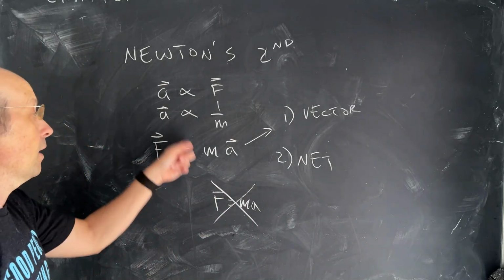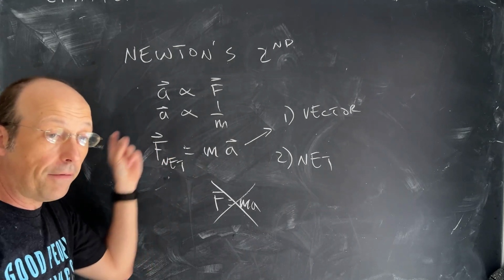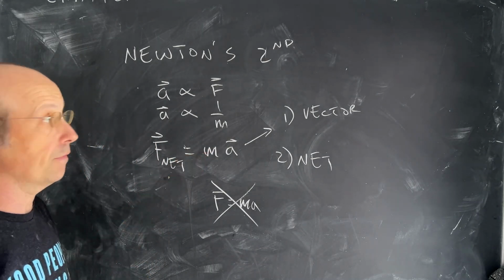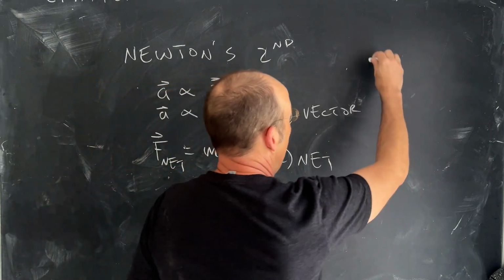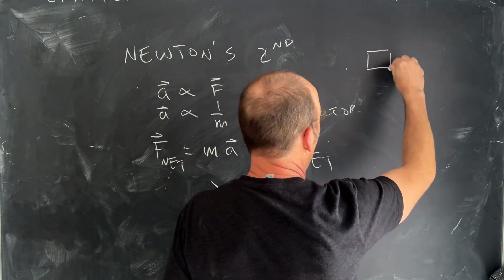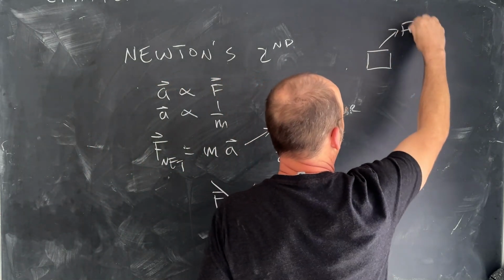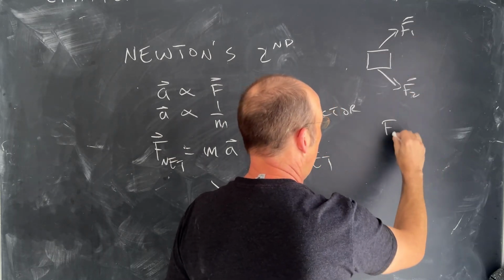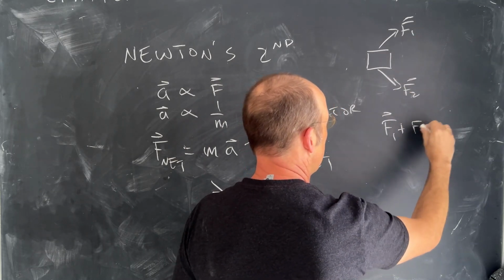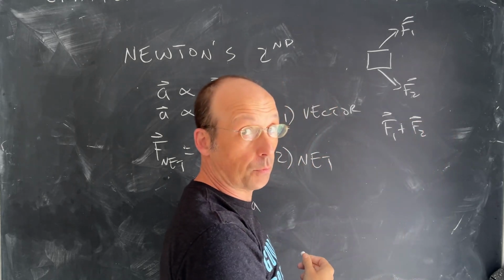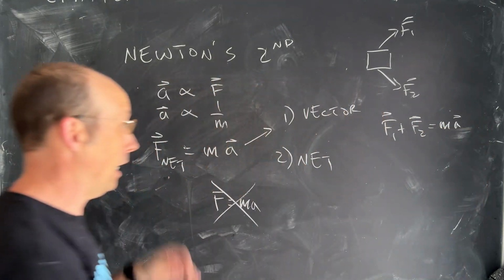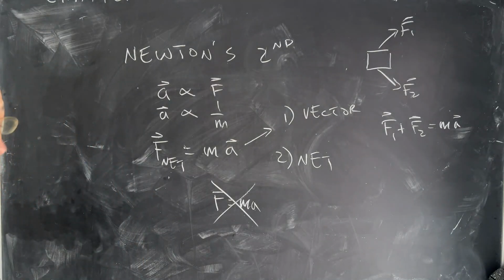So this says that the total force, the sum of the vector forces acting on an object, is equal to the mass times the acceleration of that object. If I have a block, I push on it with F1, I push on it with F2, then I can say F1 plus F2. I have to add them as vectors, and we're going to do that, is mass times acceleration. That's what Newton's second law says.